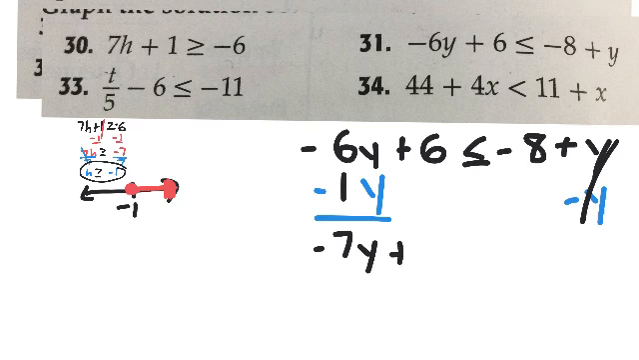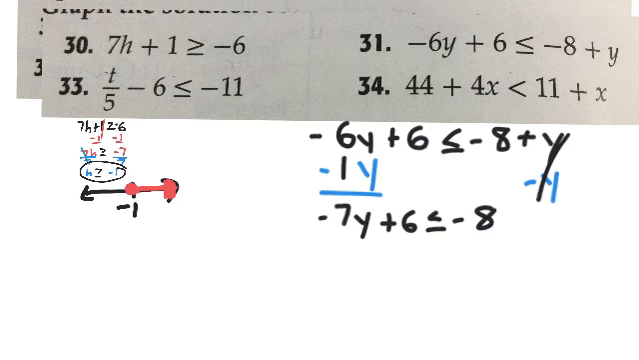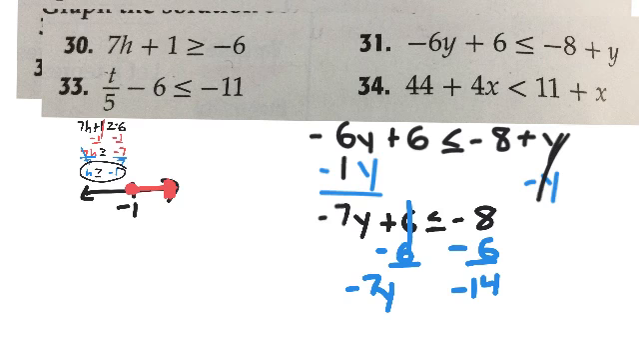plus 6 is less than or equal to negative 8. Now I have just one variable, so I want to get it by itself. So to get rid of the 6, we're going to subtract 6. And that should give negative 7y and negative 14. Inequality should still be the same direction.